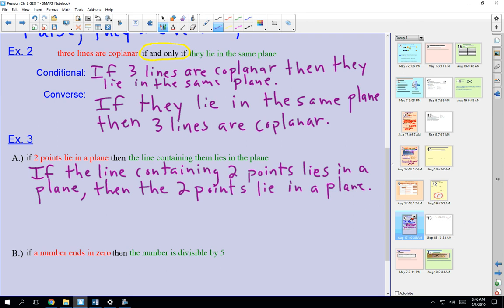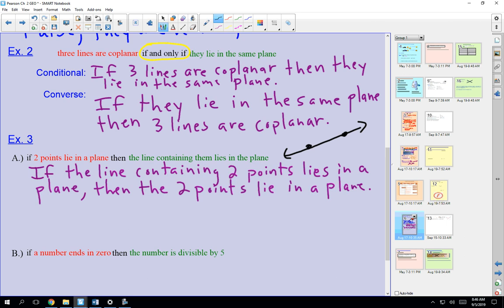So first one was if 2 points lie in a plane. So if I stick 2 dots just in the plane, this purple plane right here maybe, a dot here and a dot here, then the line containing them is also in that same plane, the plane of this screen of the TV. Is that true? Yes. What if I go the other direction? If the line containing 2 points, so that black line containing those 2 points, lies in the plane, do the 2 points have to also be in the plane? Yeah, they do. So we can write a biconditional for this.